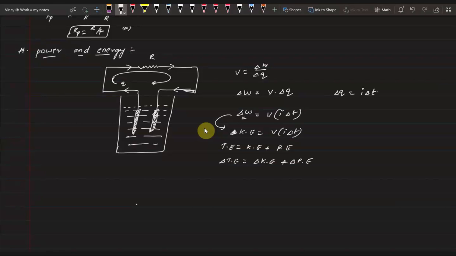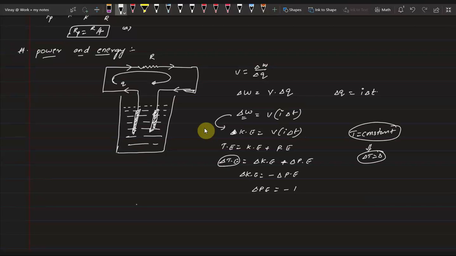Now please remember one point. The total energy of any body is constant. So the change in the total energy, delta T, is equal to zero. So the change in total energy is always taken as zero. Then delta kinetic energy is equal to minus delta potential energy, and delta potential energy is equal to minus delta kinetic energy.